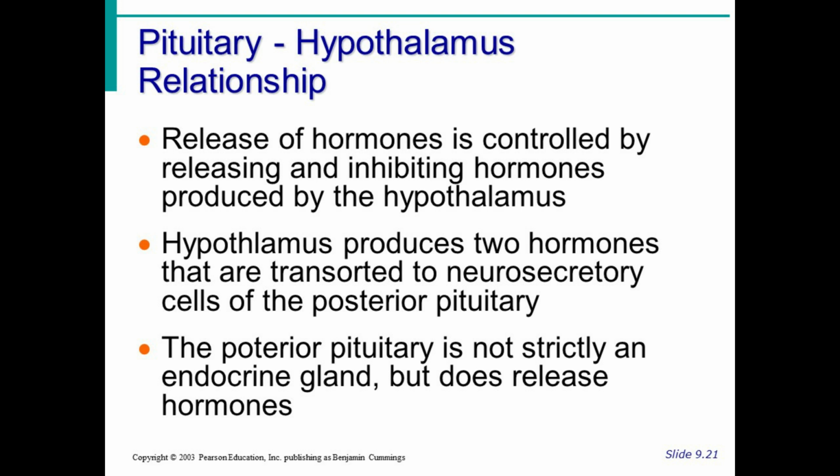The stalk that connects them is called the infundibulum, or the pituitary stalk. The posterior pituitary is not strictly an endocrine gland but does release hormones controlled by our hypothalamus. The hypothalamus is connected to the anterior lobe of the pituitary gland by means of a special portal blood system. Moreover, the hypothalamus is directly connected to the posterior lobe of the pituitary gland by means of our infundibulum, or our pituitary stalk. Therefore, the hypothalamus regulates the function of the pituitary gland.